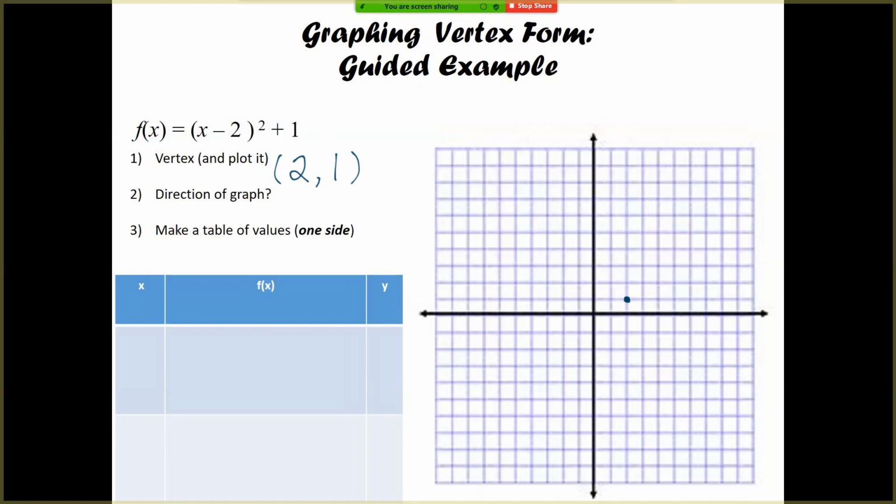So question number 2 says the direction of the graph. I want to know if it opens up or if it opens down. A is whatever number is sitting right here. We're looking at that number. It happens to be a 1 because there's nothing written there. Is 1 positive or negative? Positive. So my graph is going to open up. Positive numbers make us smile. So your graph is going to open up. It'll look like a smiling face.